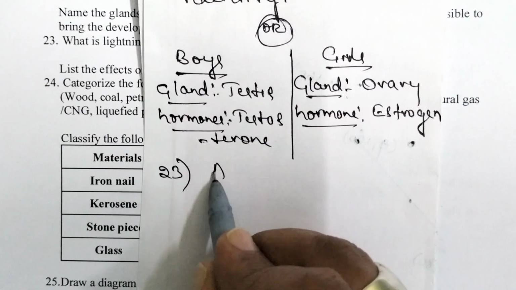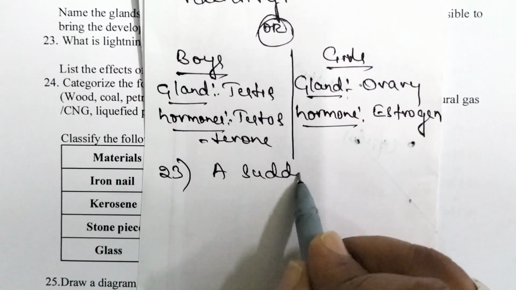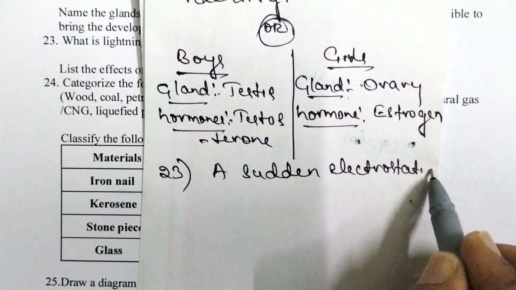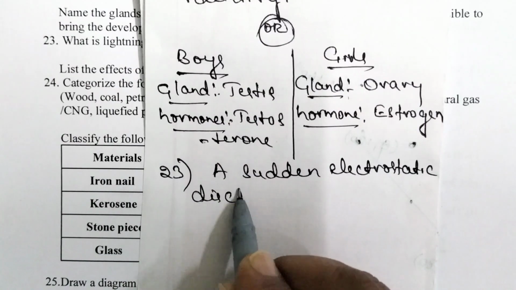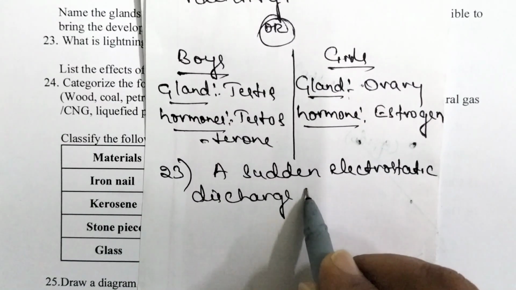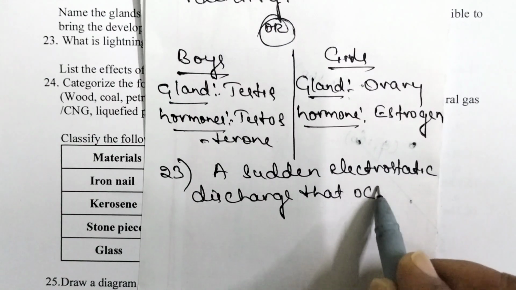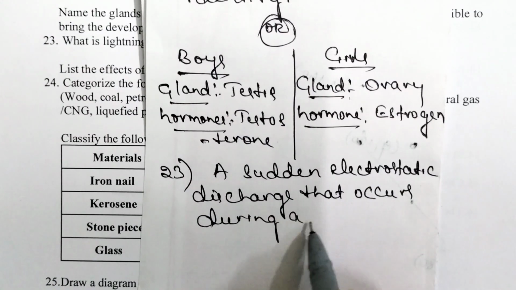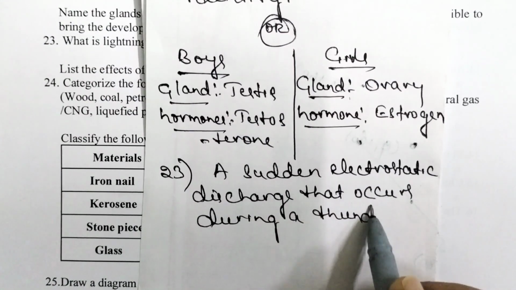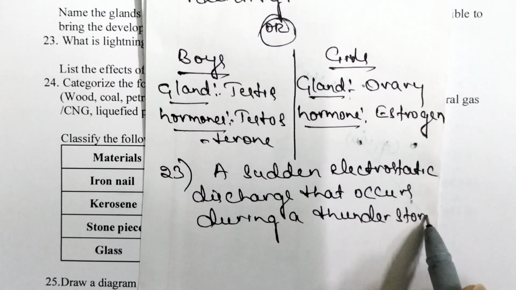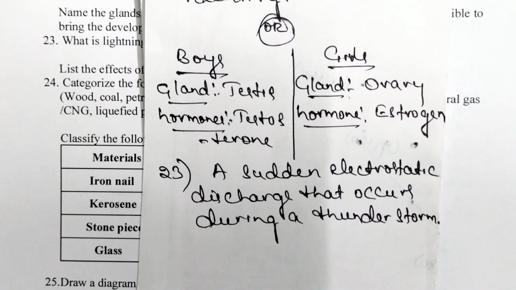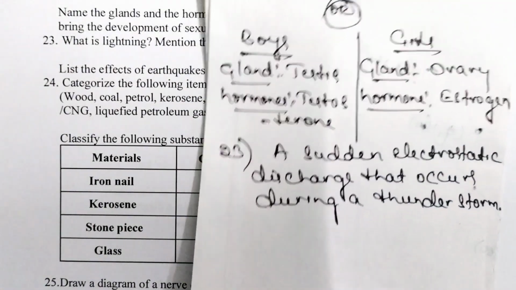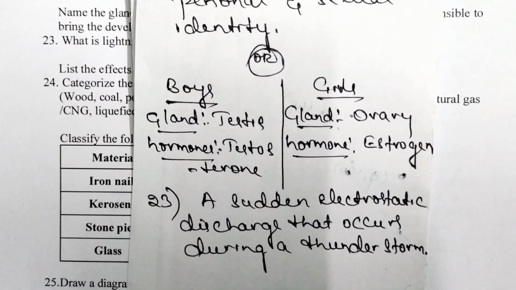What is lightning? A sudden electrostatic discharge that occurs during a thunderstorm is called lightning. This is lightning. In that, one more question is there, that is, mention the methods of prevention from lightning. So now let us answer that question.